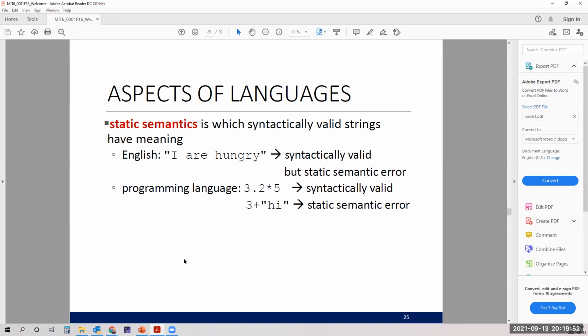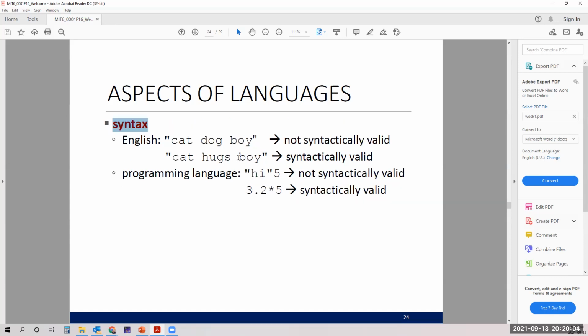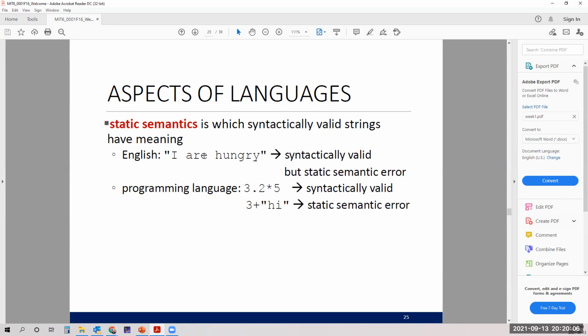Now, static semantics. What do we mean by static semantics? It concerns which syntactically valid strings have a meaning. Here we said it's grammatically correct, but has no meaning. "I are hungry" is syntactically valid, but a static semantic error. It doesn't have a meaningful sentence. In programming languages, when I say 3.2 times 5, it's valid. But if I say 3 plus "hi", it's a static semantic error.